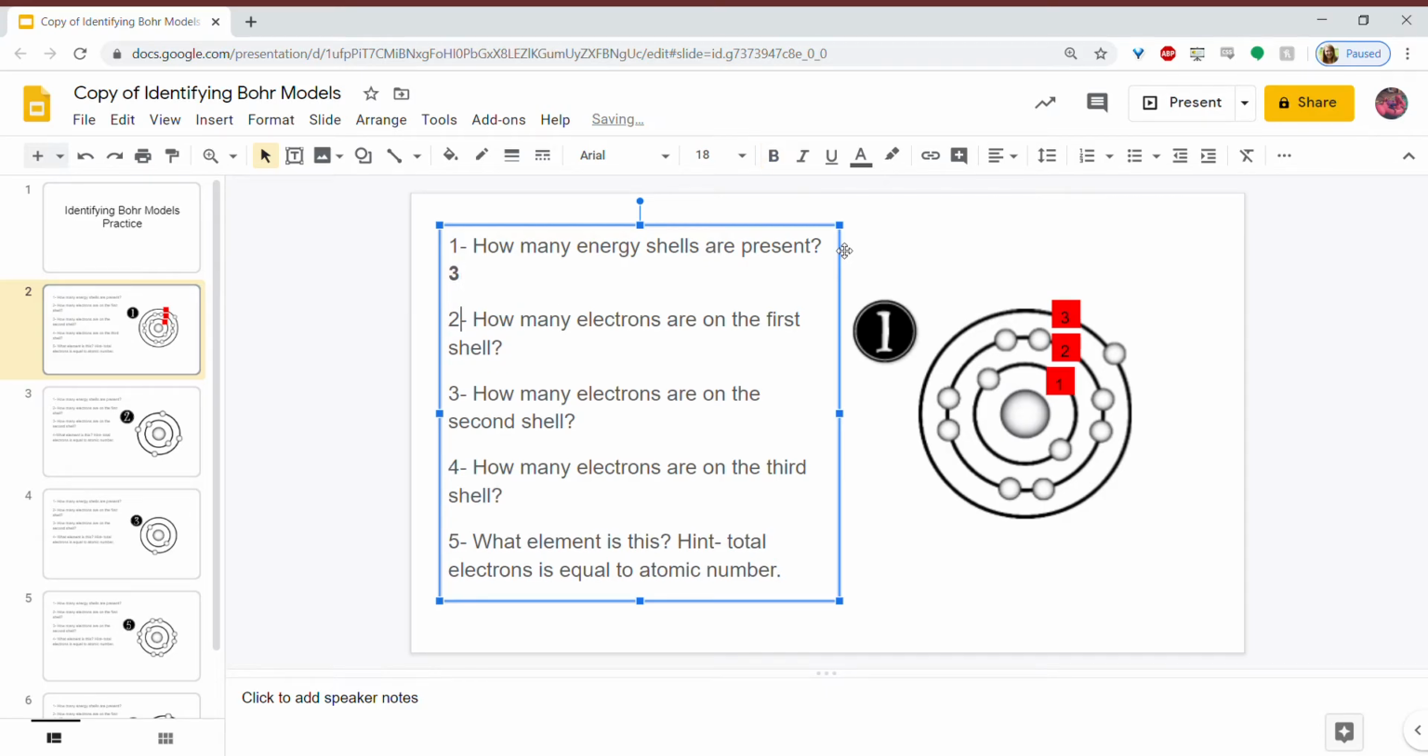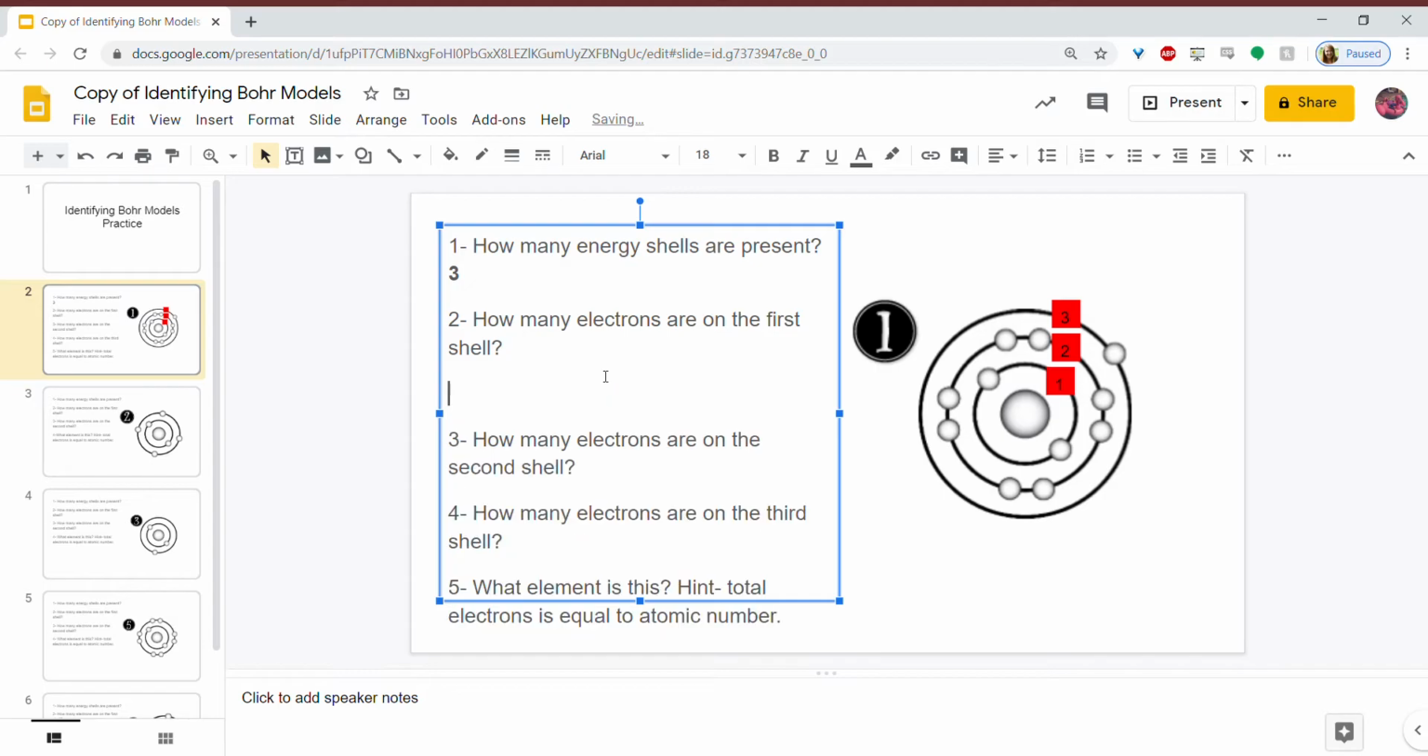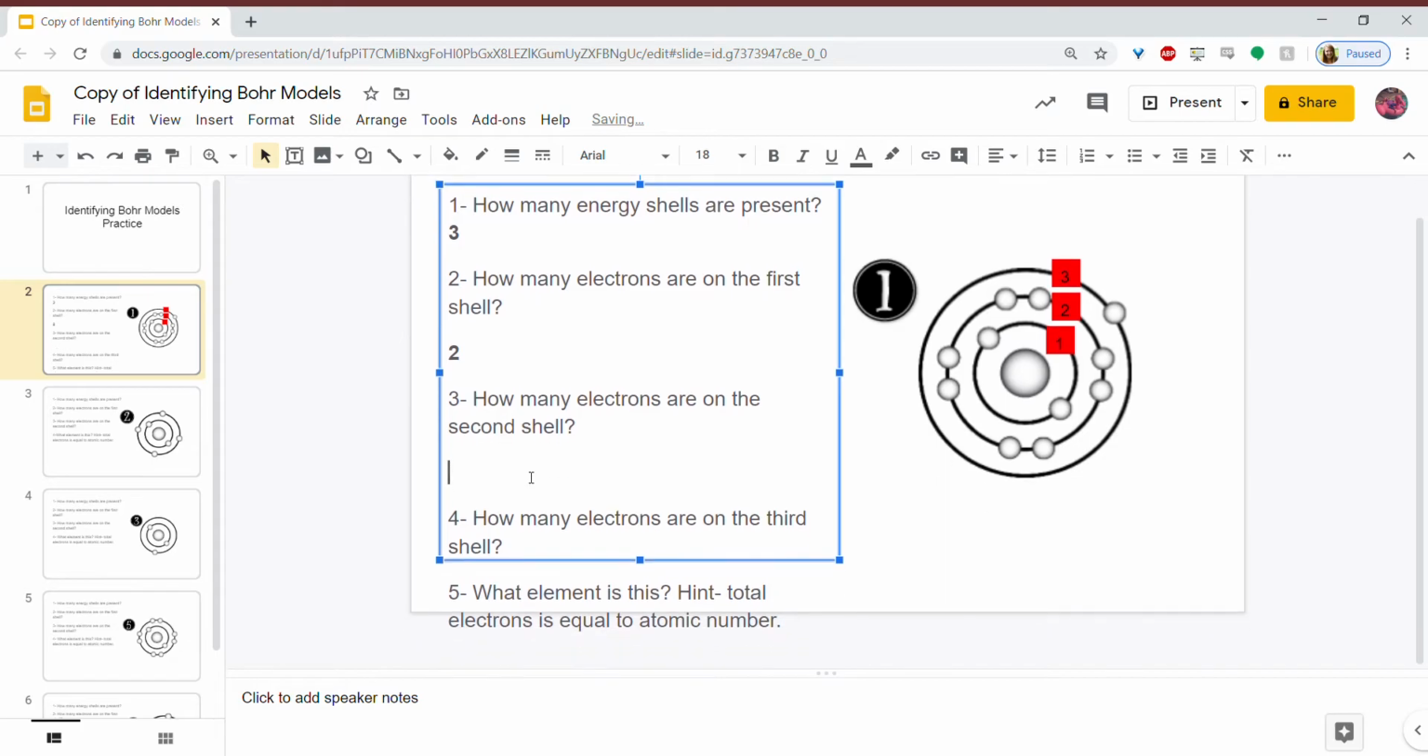There are 3. How many electrons are on the first shell? Well, let's look at the first shell, and we know from our notes the first shell can only hold up to 2, so the answer is either going to be 0, 1, or 2. So let's look. On shell number 1, there are 2 dots, which means there are 2 electrons.